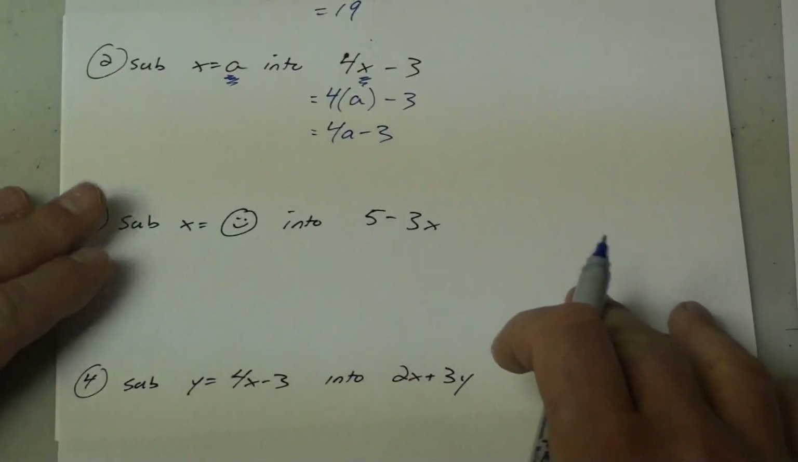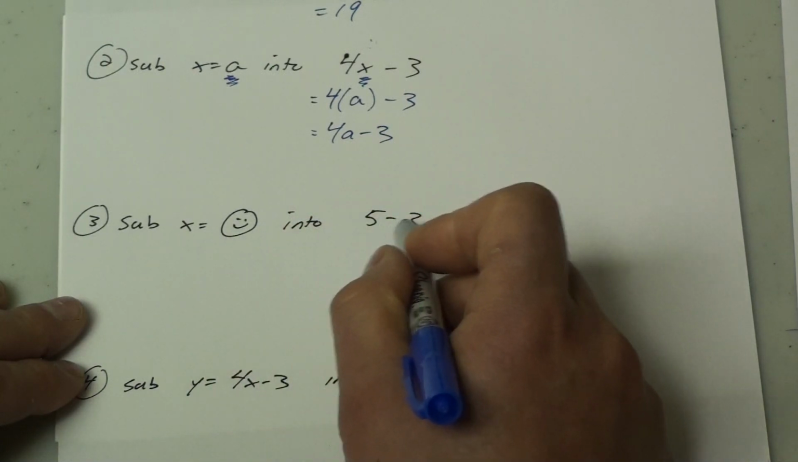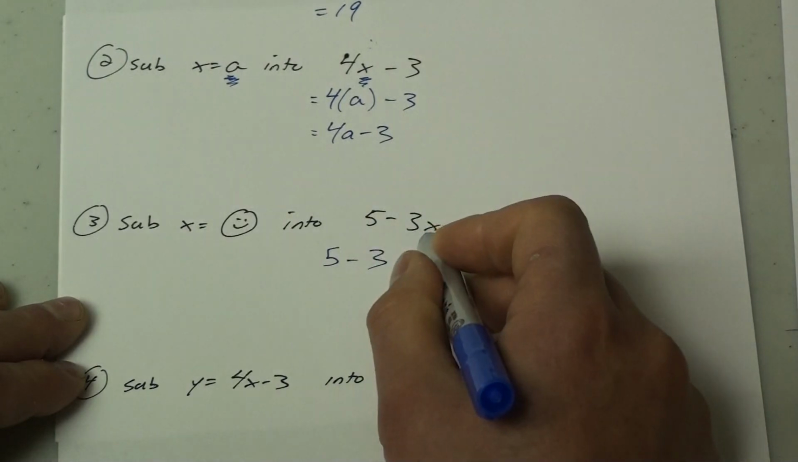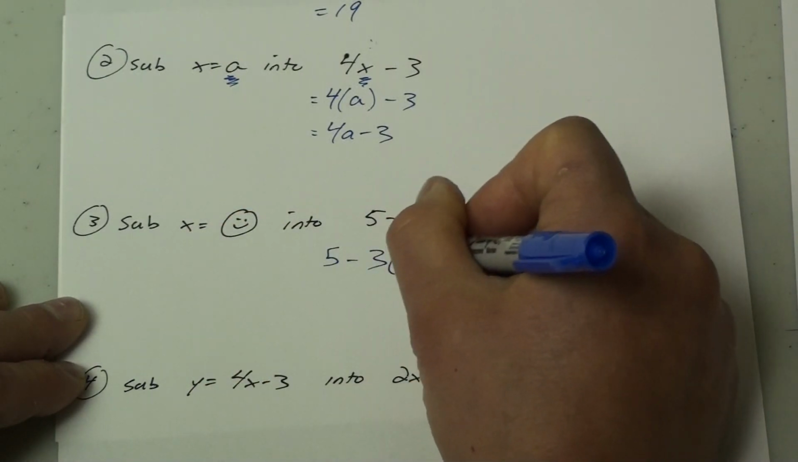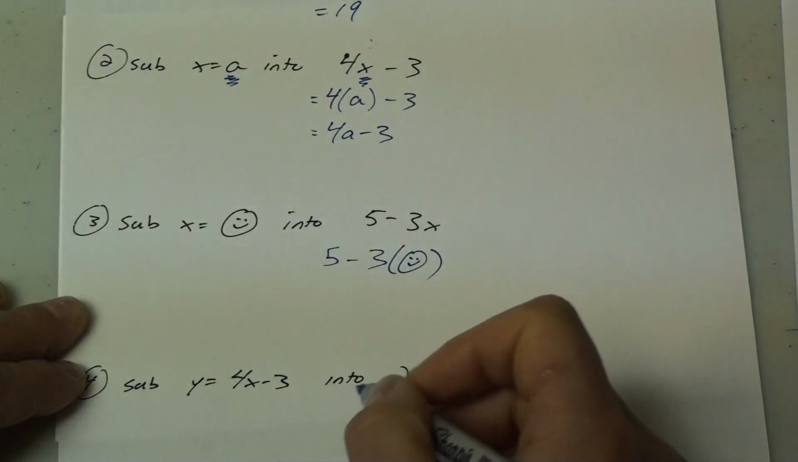I can sub anything in. Here I have x equal to a smiley face into 5 minus 3x. So it's going to be 5 minus 3. It's not x anymore. x equals a smiley face, and that's what I'm subbing in. So 5 minus 3 smiley faces.